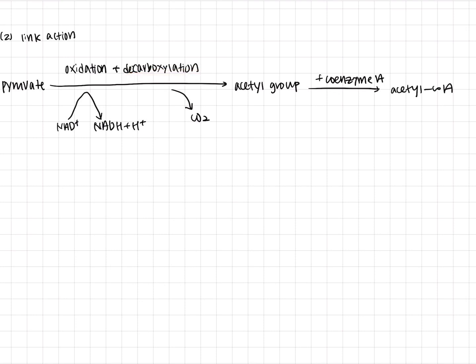Third is the Krebs cycle. Here, the acetyl-CoA, a 2-carbon molecule, enters the Krebs cycle in the matrix. And this 2-carbon joins with a 4-carbon sugar called oxaloacetate to produce a 6-carbon molecule called citric acid.